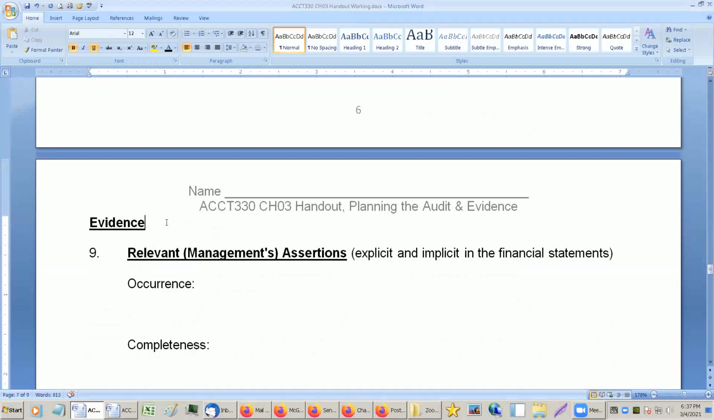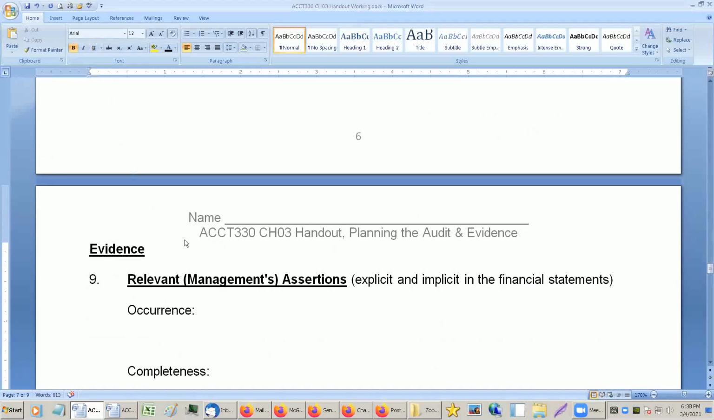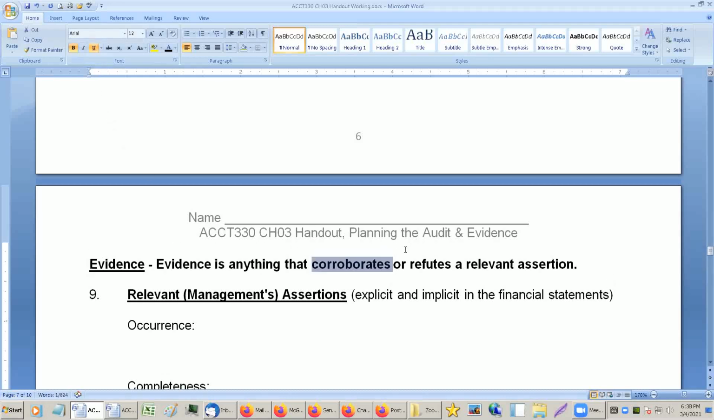All right. I'll give you kind of a definition of evidence that I think is useful. And that is that evidence is anything that corroborates, I'm sure I spelled that wrong, or refutes a relevant assertion, which we'll talk about in a second. So evidence is anything that corroborates or refutes a management's assertion. So it either says management is right or they're not right. If it doesn't say either of those two things, it's not evidence.